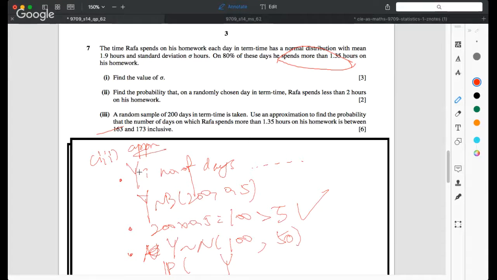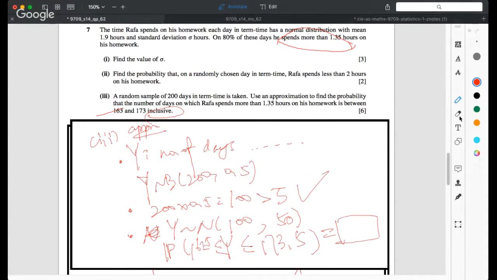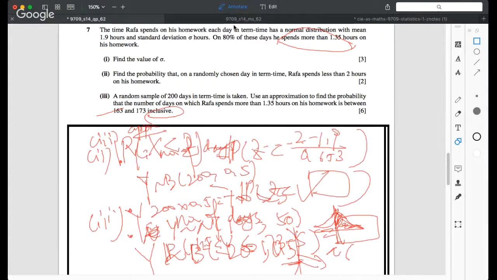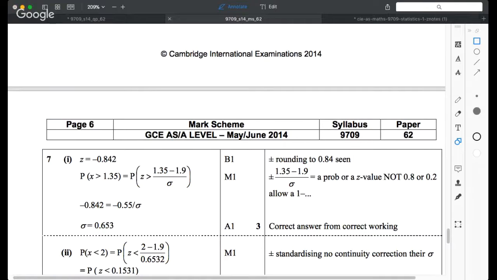It says it's between 163 and 173, but we need to take note of the continuity correction. So it says inclusive, so we have to use 173.5 and 162.5. Whether it's inclusive or exclusive is very important, so take note of that. And we just find these parts using the normal distribution. So these are the 3 steps for us to do the last part. Yes, and if you go back, you can actually look at the answer marking scheme.